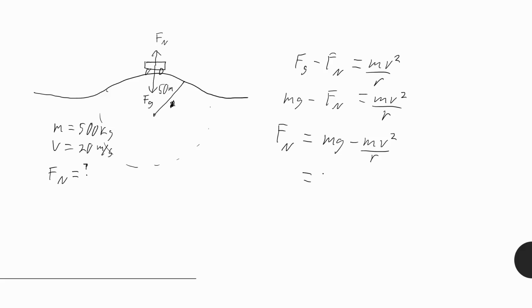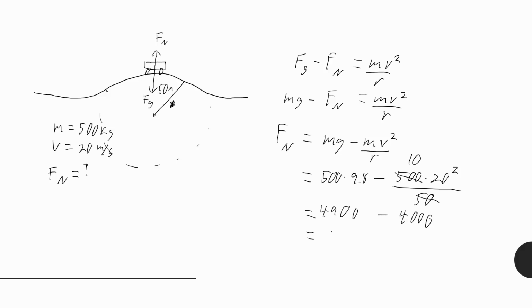Plug in some numbers. We said the mass was 500. g is 9.8 minus a mass of 500. Our velocity was 20 meters per second squared, and the radius of curvature was 50. So that cancels out, that becomes a 10. That's 400, so this term is 4,000. This is like half of 9.8, so it's 4,900. And subtract, and you get a normal force of 900 newtons, which is less than if you were on level ground. Then the normal force would be 4,900 newtons, so it's actually reduced significantly. Okay, so that's our first question.